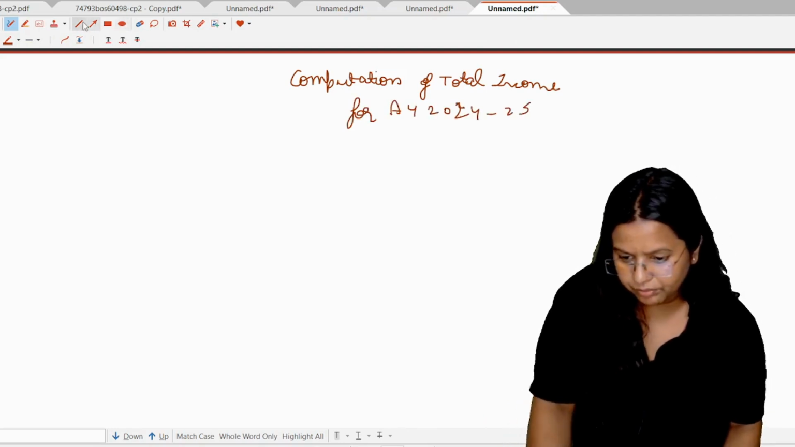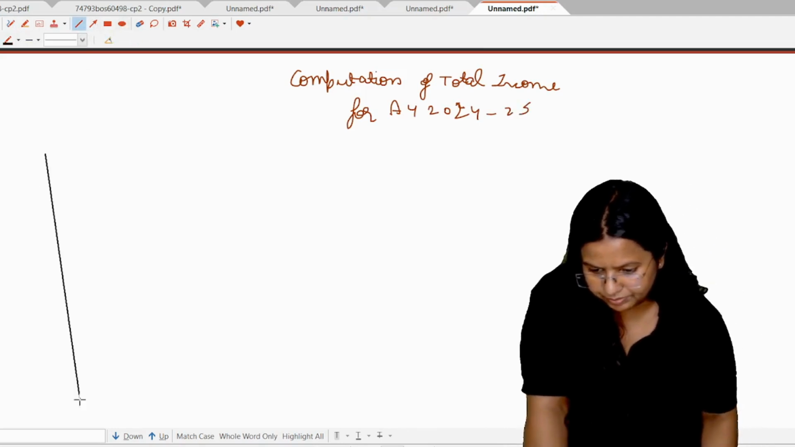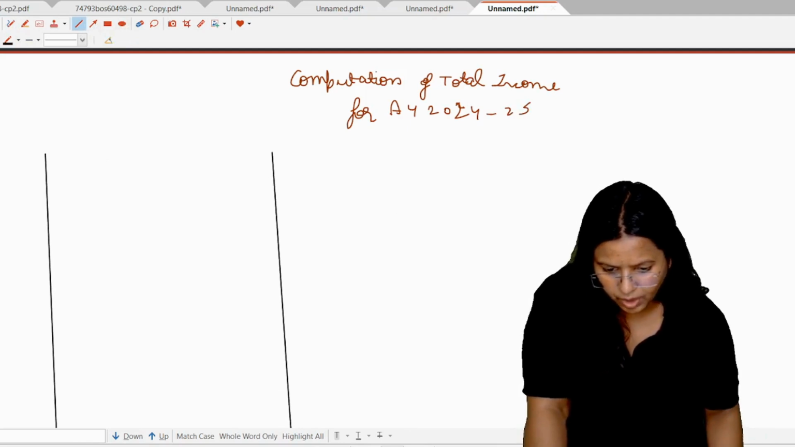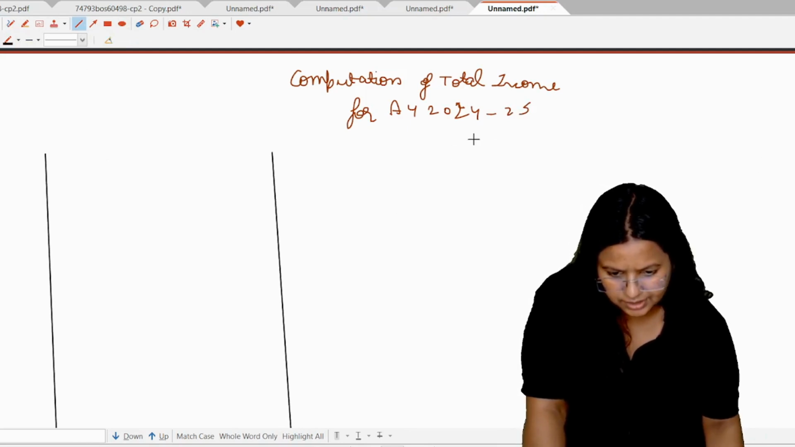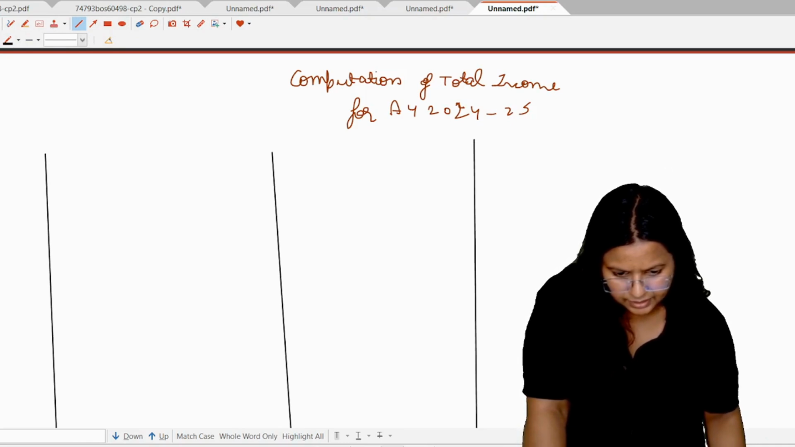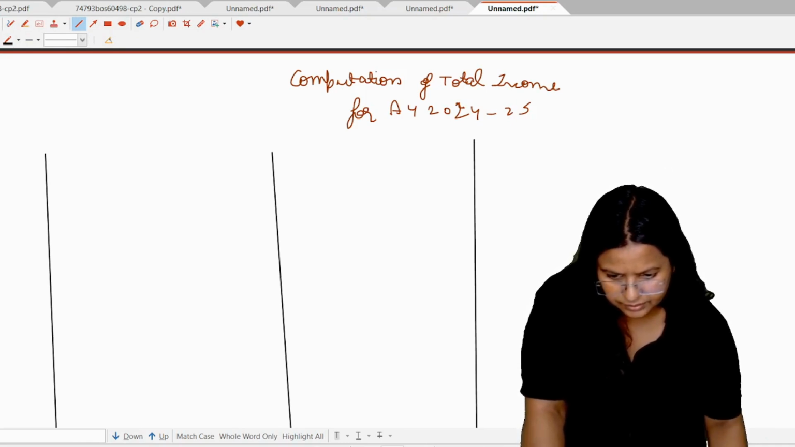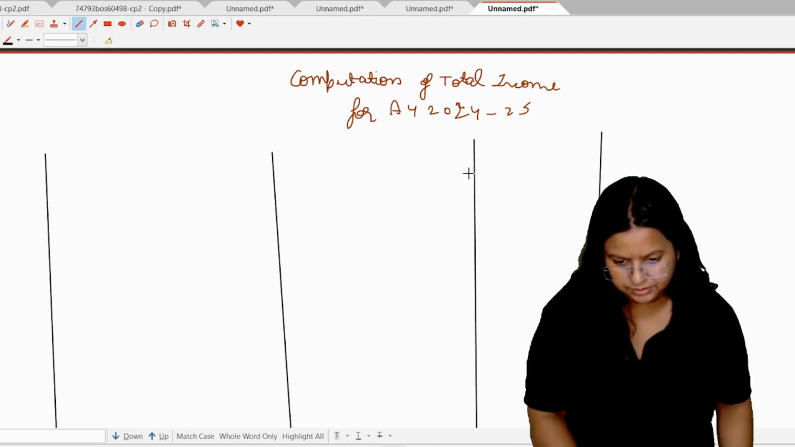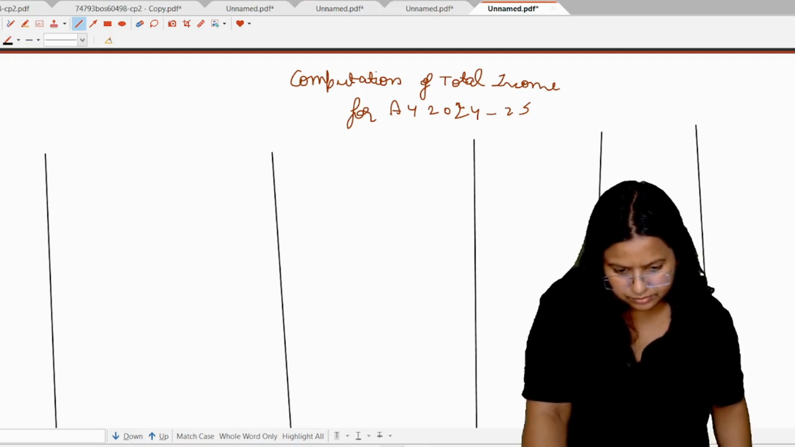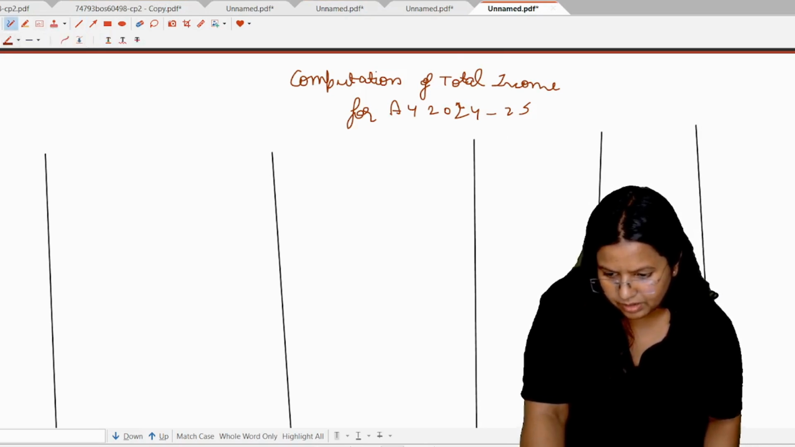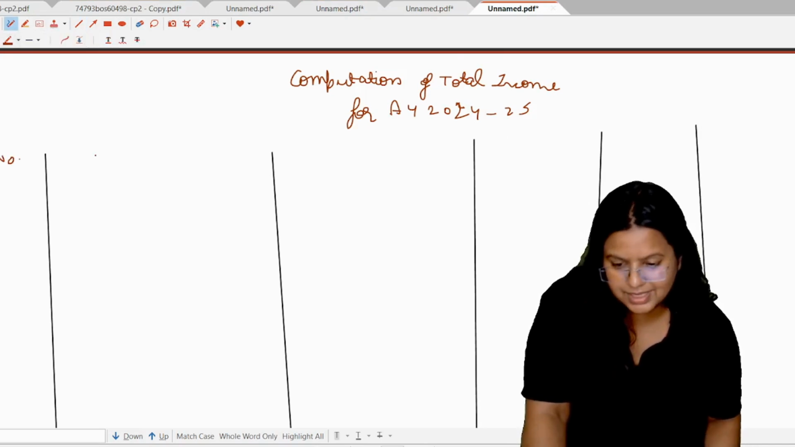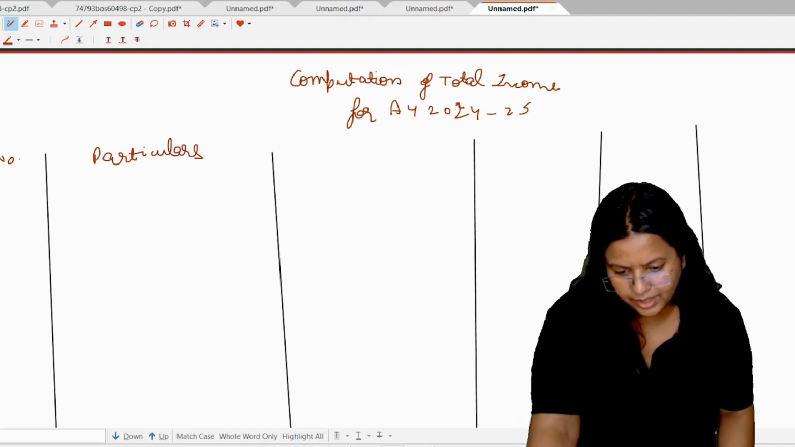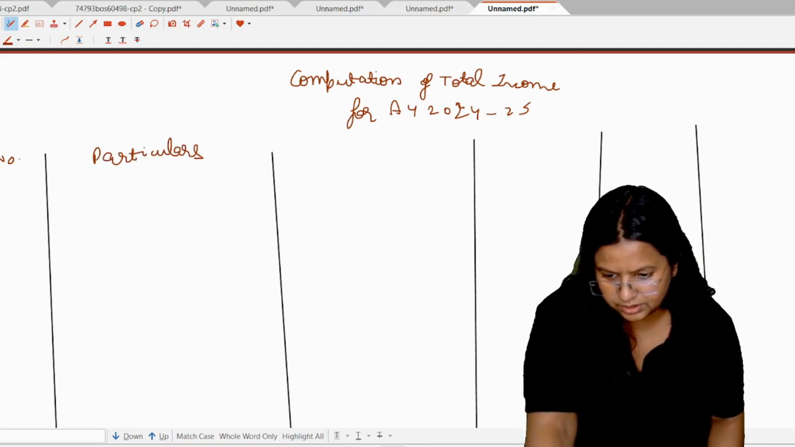Okay, now what you have to do? Just need these points. Serial number, particulars, then 3 conditions. First, second and third. The first column is about the serial number, the second is about the particulars.